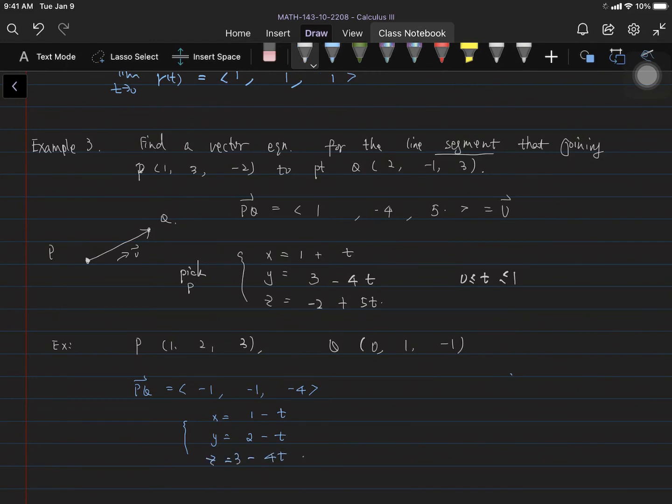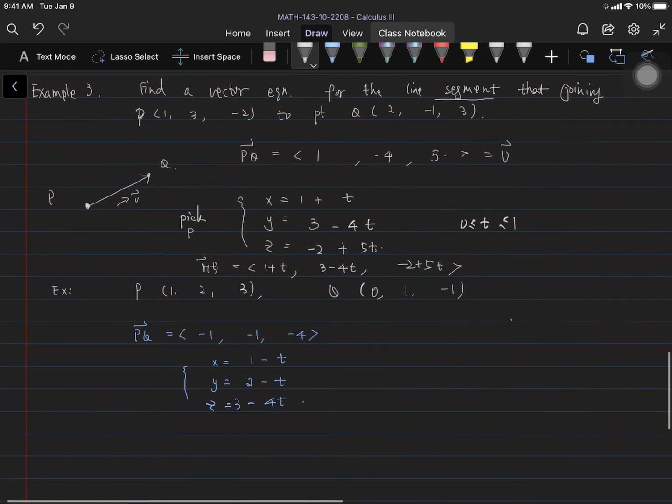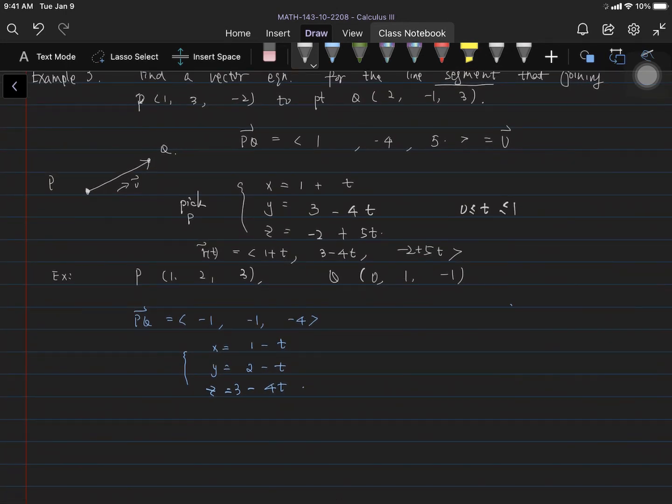Okay, I forgot to write this back into a vector function. So in order to write down the vector function, it's better to write it this way. We should write down 1 plus t, 3 minus 4t, negative 2 plus 5t, because we are looking for the vector function.